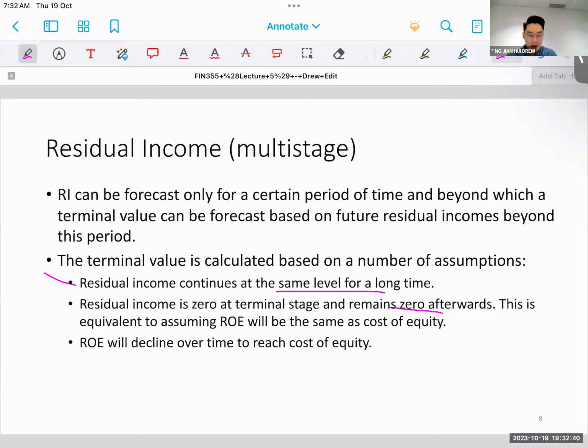So what does this mean? The residual income is zero at the terminal stage and remains zero afterwards. So it basically means that it assumes the ROE to be the same as the cost of equity. Remember, this is quite similar to the offset that we talked about, right? Remember the offset in terms of your NCS, your net capital spend and your depreciation, right? There's an offsetting that's happening here. So ROE will decline over time to reach the cost of equity, meaning that when there's an offset, one is no longer higher than the other.